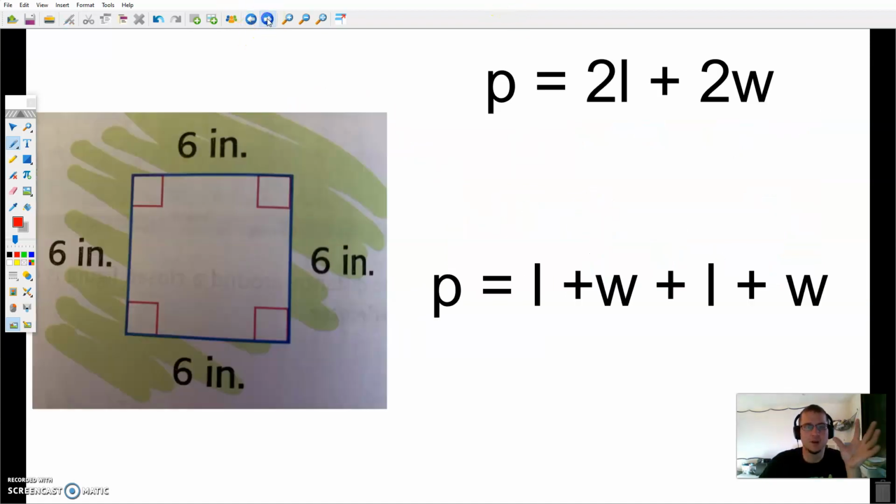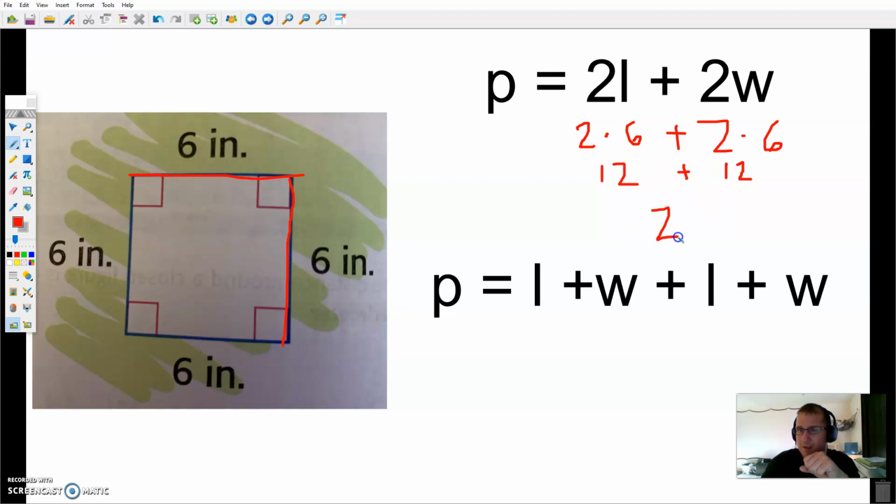So let's put that into a real situation here, with real numbers. Let's take a look at this square. 2 times length plus 2 times width. Well, my length is what? Right there. My length is 6. So this is going to be 2 times 6. And my width is 6. So that's also going to be 2 times 6. 2 times 6 is 12. 2 times 6 is 12. 12 and 12 is 24. Now let's not forget our units. It is 24 inches. Okay. Or we could do it the other way.